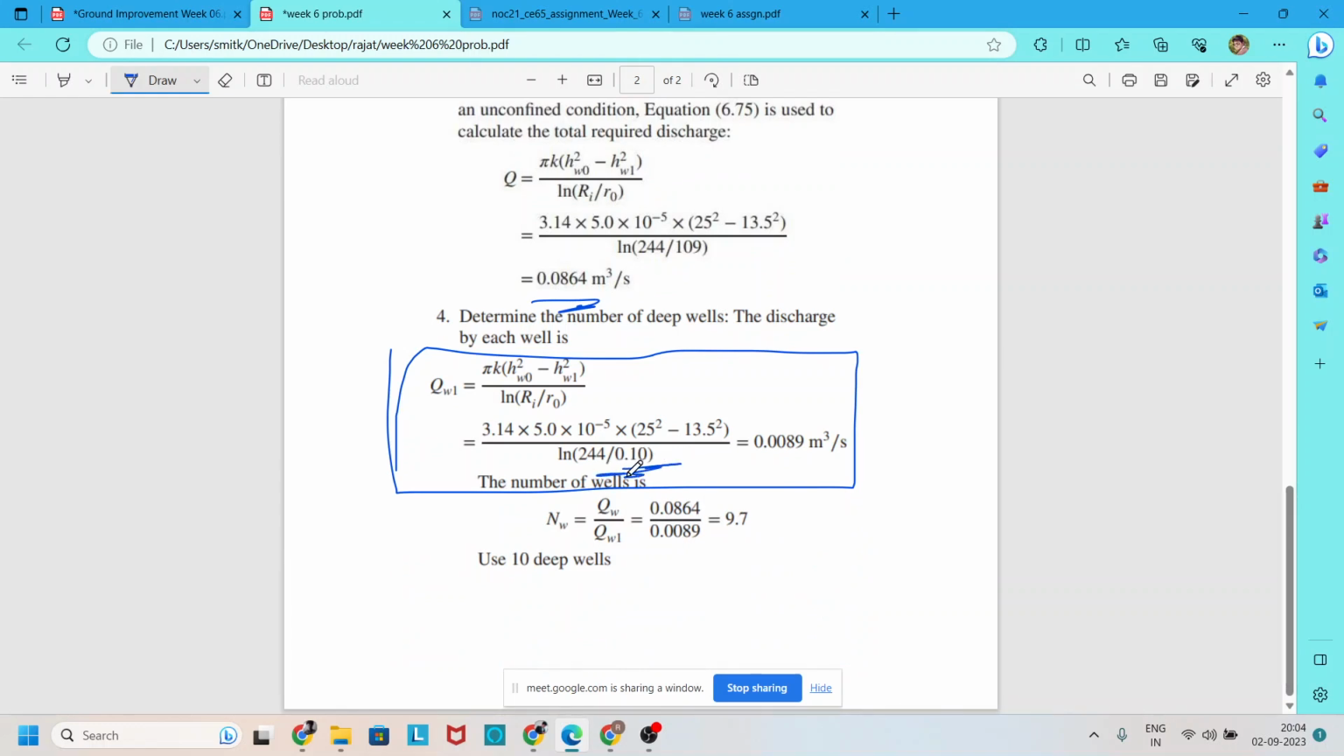We put the R naught as 0.1 meter. After that we find out the rate of flow for one well point. Now if we divide the total well discharge or rate of flow by the one well point discharge, we find out the number of well points required for this particular site. And here it comes out 10 well points are required for this problem.